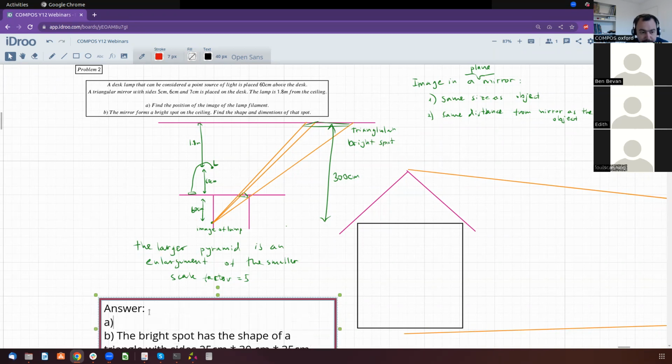And A, the image of the lamp is 60 centimeters below the desk, just directly below the lamp.